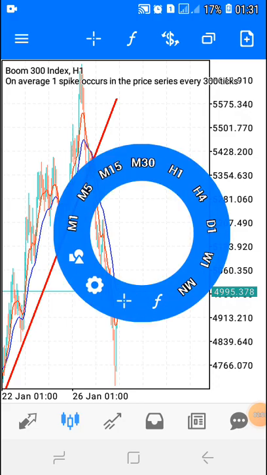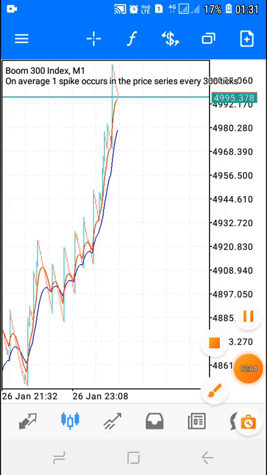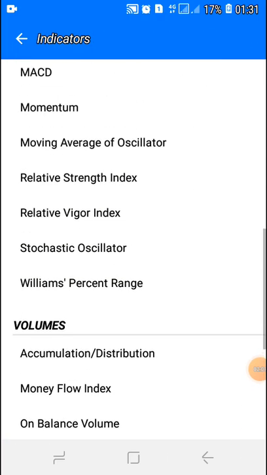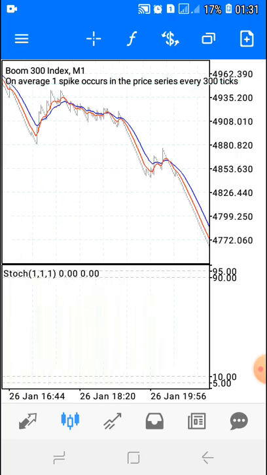So the next thing we're going to do is scale down to a lower time frame. The first indicator you're going to add right now on the chart is your stochastic oscillator. Make sure that your parameters are like this: K period 1, D period 1, slowing 1, price low or high, method simple, main 2 pixel green, signal 1 pixel white. So this is how it's going to look.